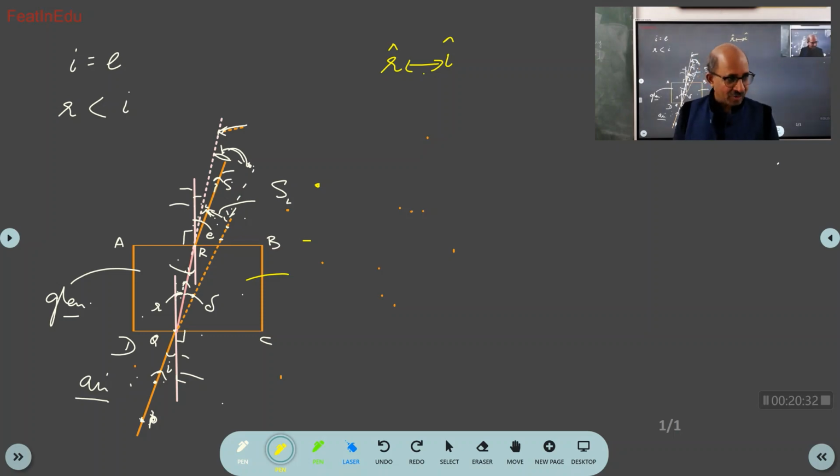Understood now? For the same angle of incidence, for different materials, the angle of refraction will be different. What does this experiment prove? That the angle of refraction changes according to the optical density of the medium.